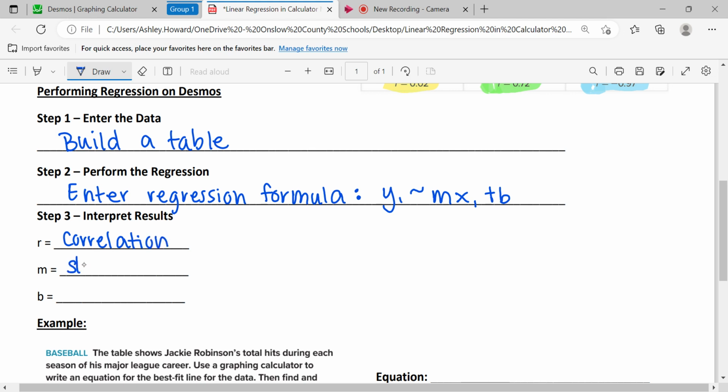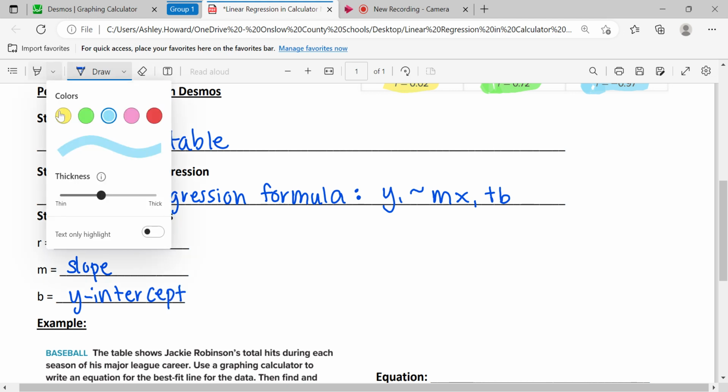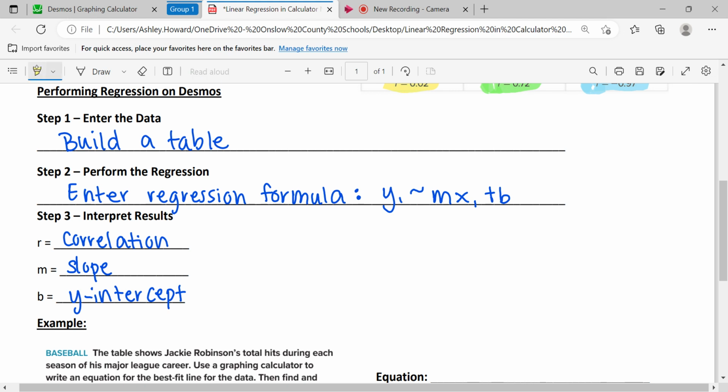It's going to tell us what our slope is, and it's going to tell us what our y-intercept is so that we can write the equation for our line. So it's going to give us all the information that we need by just plugging in that regression formula. So that's what we would type into Desmos. So we're going to go ahead and look at an example.